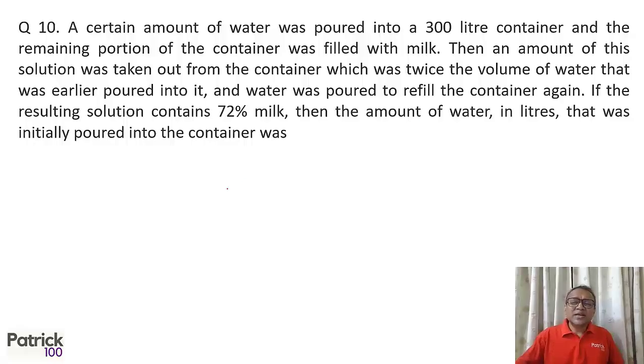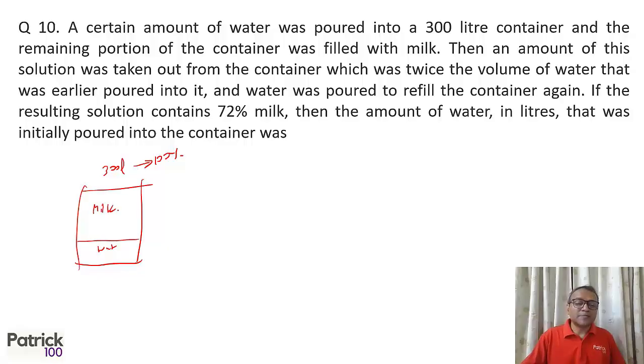So there is a 300-liter container. If you look at it as a container, 300 liters. Since they have given percentage, 300 liters is also 100%, let's say. So initially you put some amount of water and then you have milk. Then you remove, suppose, W amount of water initially. So you remove 2W amount and add 2W amount of water.